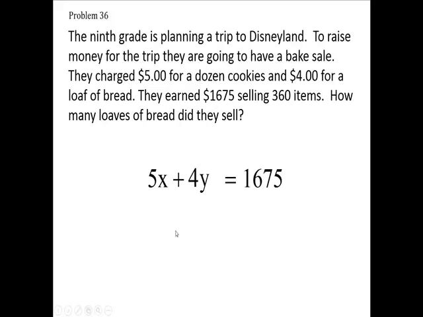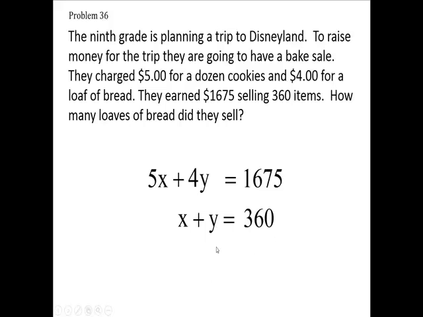Now, the number of loaves of bread is Y. The number of dozen cookies is X. So the number of cookies plus the number of loaves is a total of 360 items. So your cookies and your bread total up to be 360.